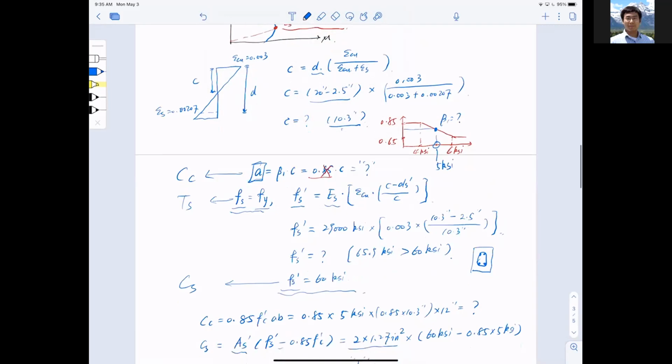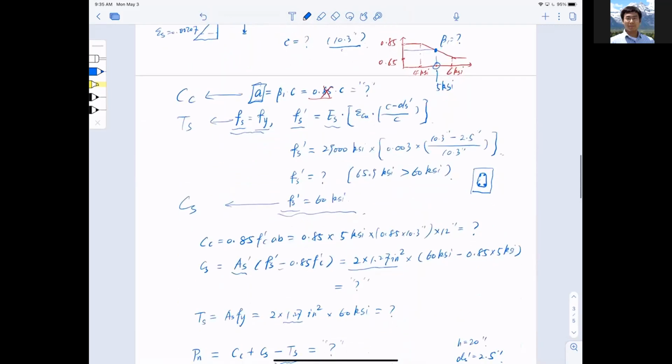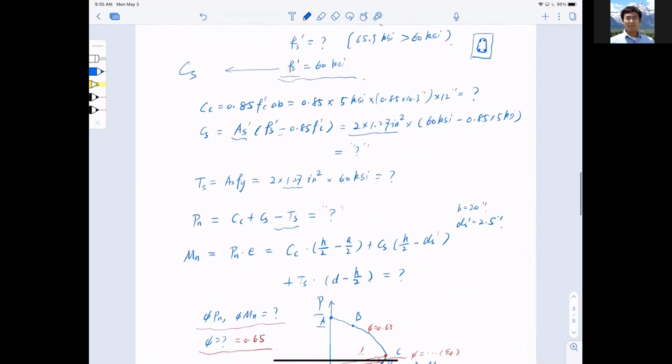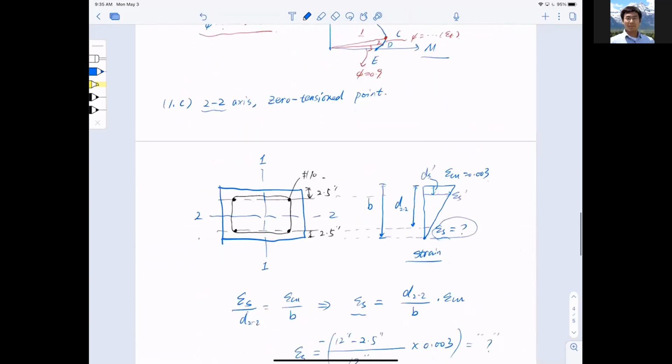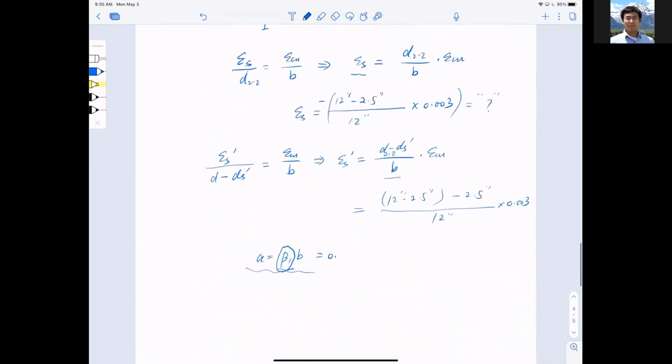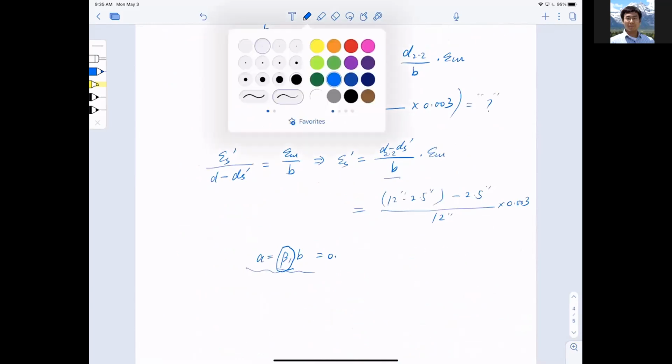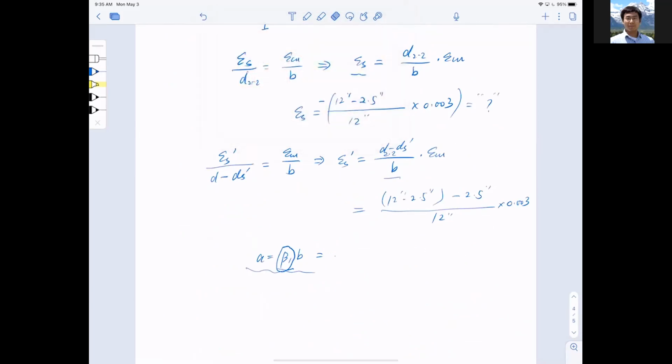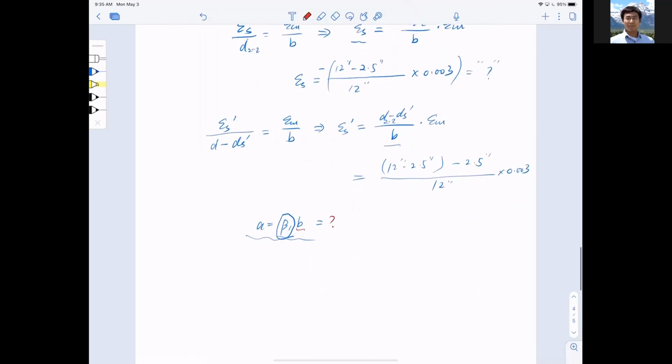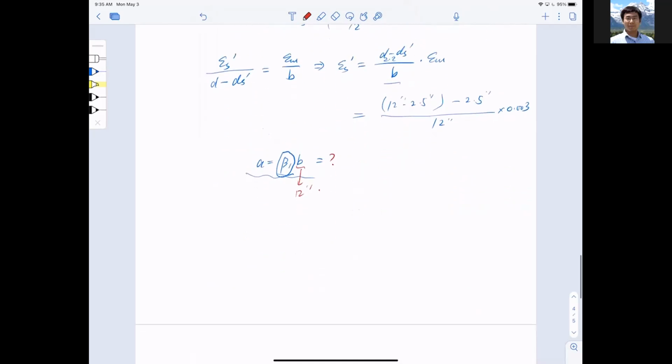All right, so I think I made a mistake here. Where else I made a mistake is that I think that's it. So change this to be the correct beta 1, okay? And B is 12-inch, you know that, all right? Okay, so this is the actual compression zone A, right? And with this, I can proceed.